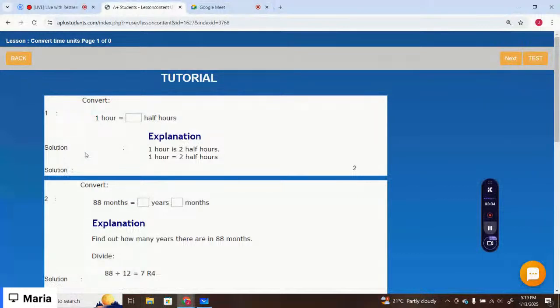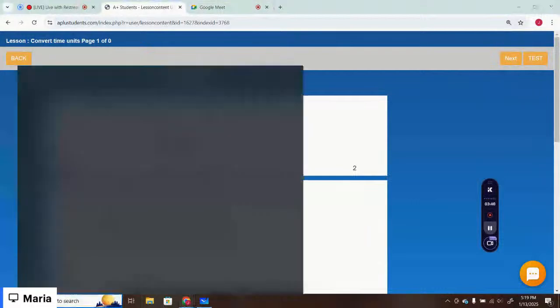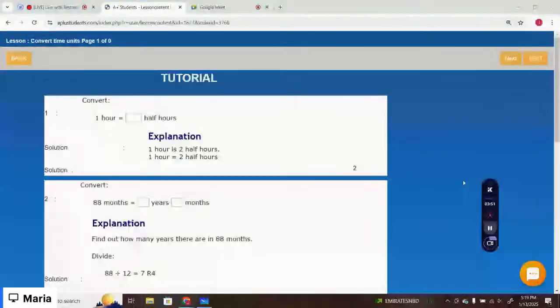1 hour equals how many half hours? In 1 hour we have 60 minutes. So half hour means 30 minutes. So in 1 hour we have 2 half hours. So 1 hour equals 2 half hours.